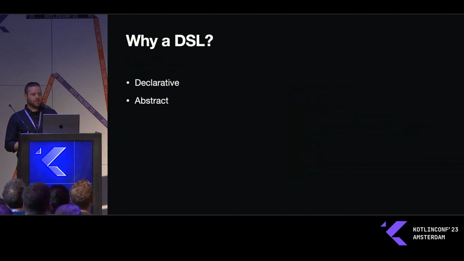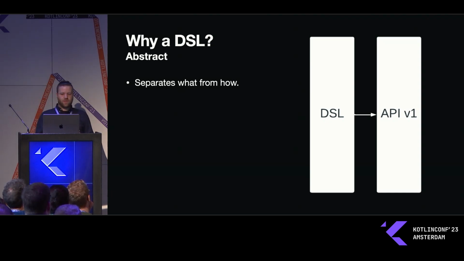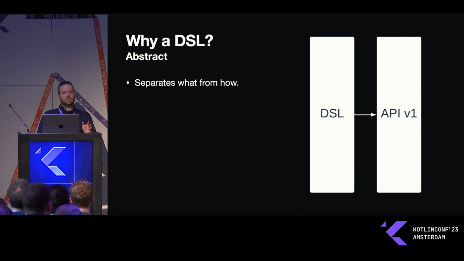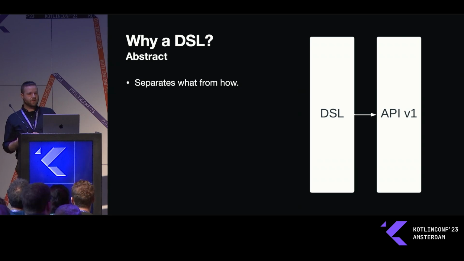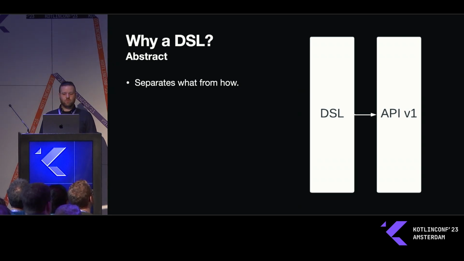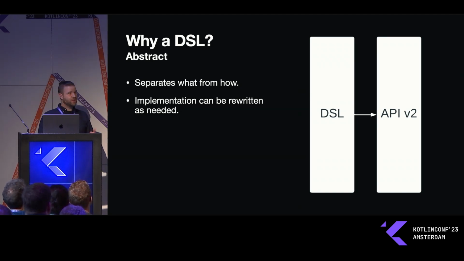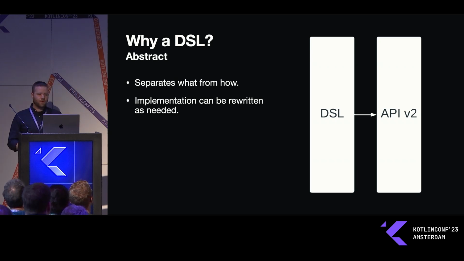Another really nice thing about a DSL that we could latch onto was that it was abstract. Since we have this DSL layer, we can again separate that what from how. And so now we had a layer for the DSL that would, as an implementation detail, know which APIs on the back end to call to create users, to create projects. So that meant we could change the DSL and what APIs it was calling without anybody needing to change how they were using the DSL. We could switch to a V2, for example.